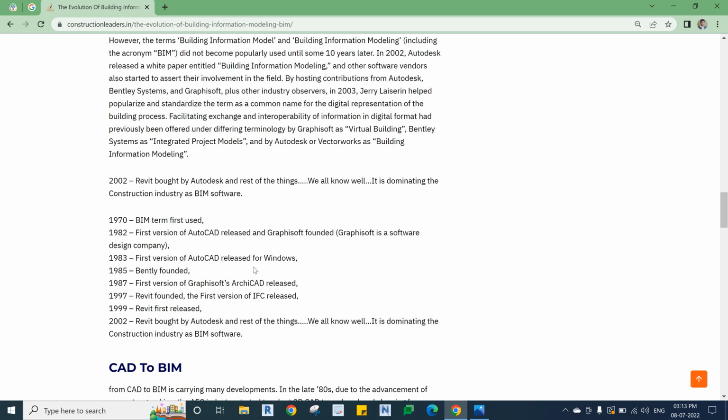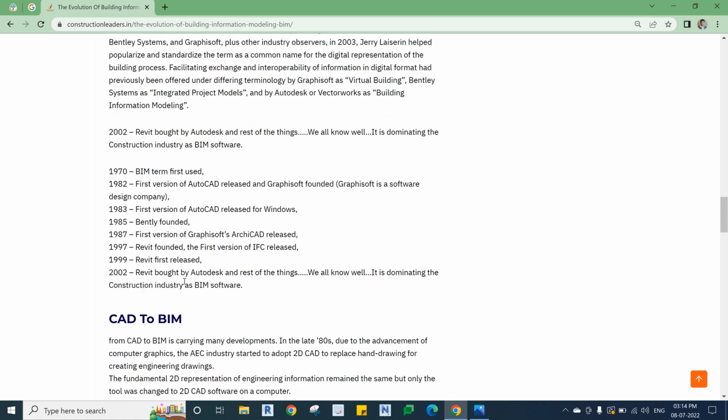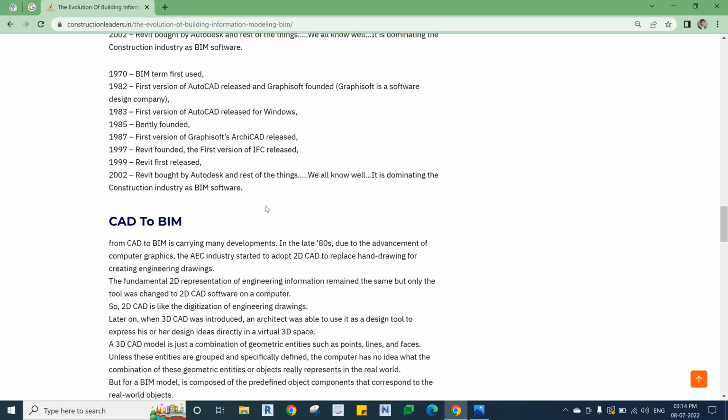In 1983, the first version of AutoCAD was released for Windows, and then Bentley was founded in 1985. You know, right? Bentley is also a very big organization and platform for AECO tools and products. And in 1987, the first version of ArchiCAD was released. Like Revit, ArchiCAD is also very popular software used for 3D modeling, generative design, and so on. In 1997, the first version of IFC was released. IFC is very important. IFC stands for Industry Foundation Classes, and in industry it is the neutral format for BIM. In 1999, Revit was first released, and in 2002 again, we know, right? It was bought by Autodesk, and the remaining things we are able to witness now.